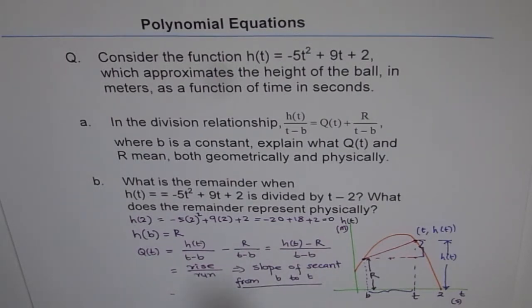So remember, the remainder r gives you the position of the ball at any instance of time, and the quotient q of t provides you with the slope, or the average rate of change of the ball, in this case, between the 2 given times. Thank you.